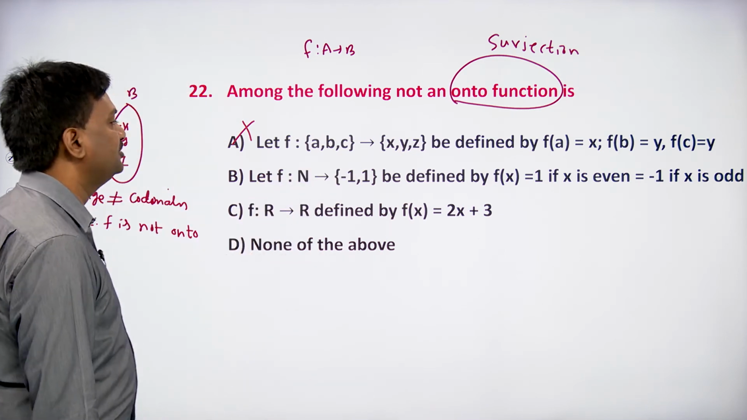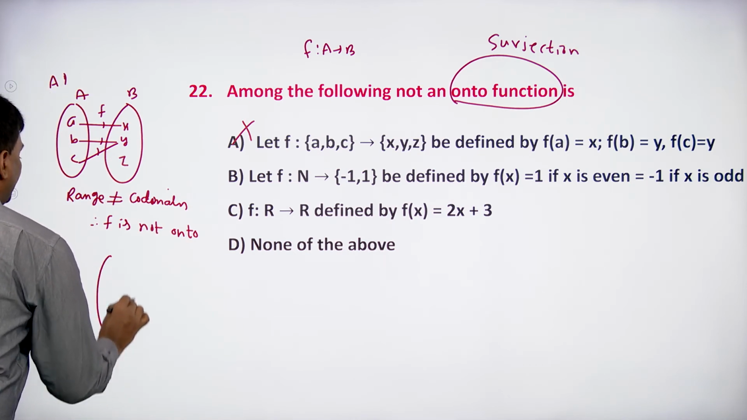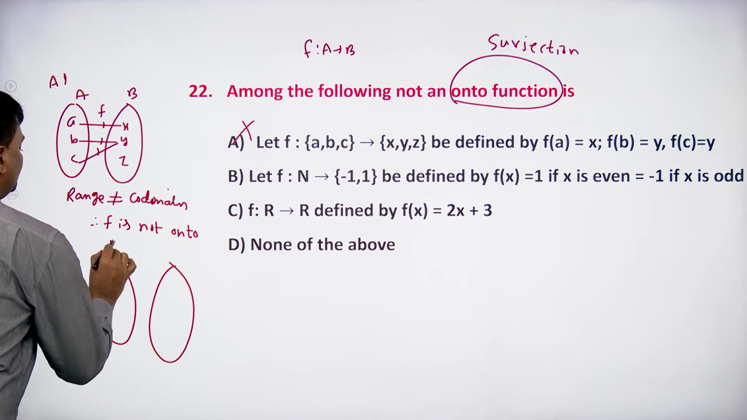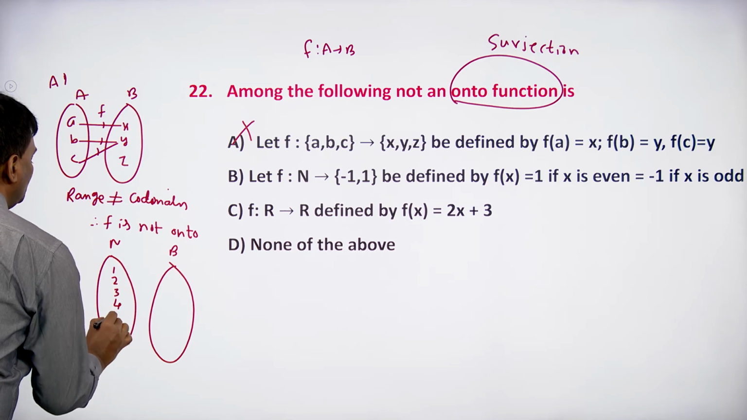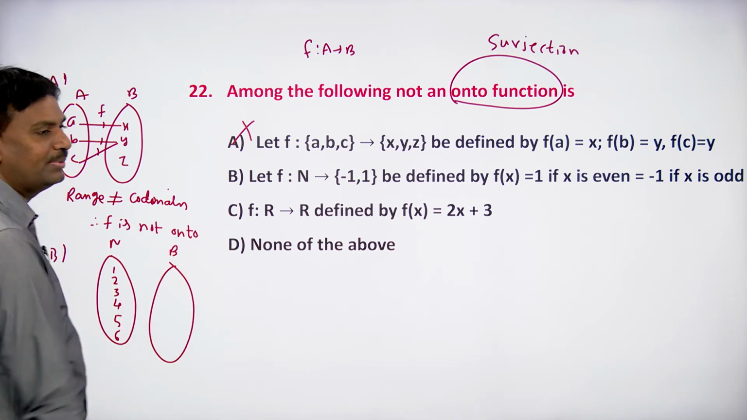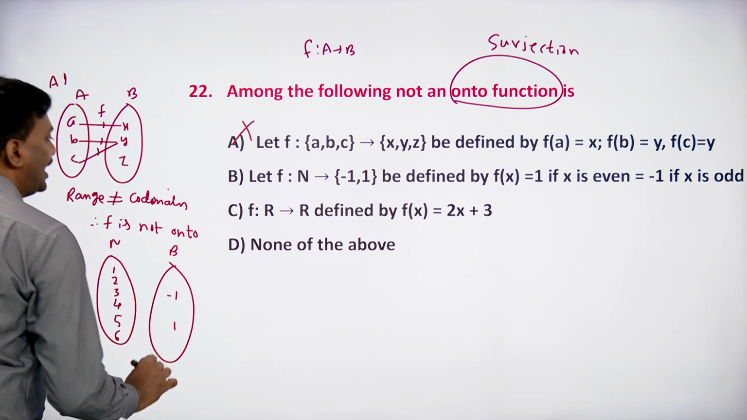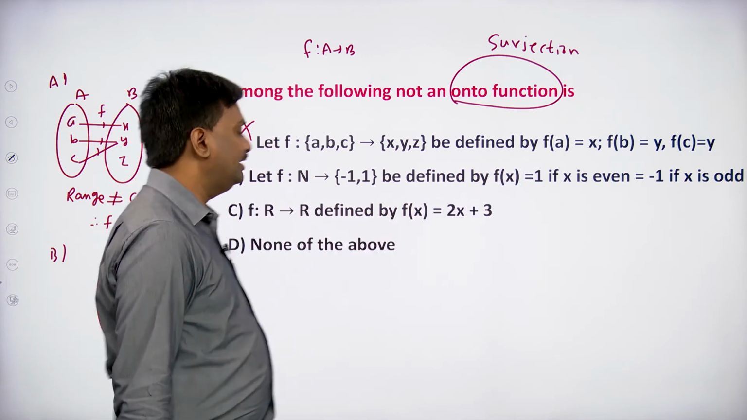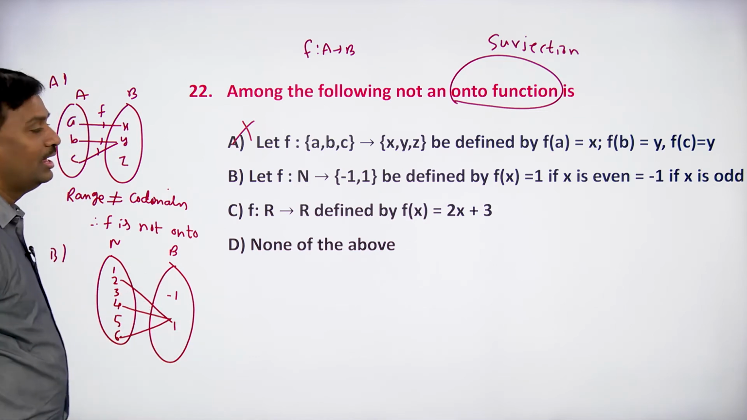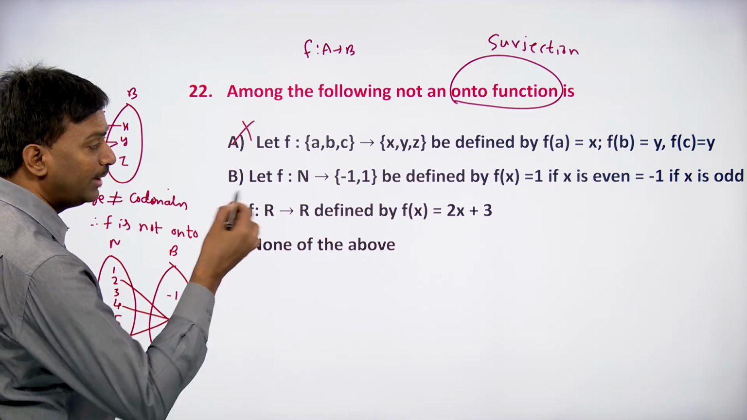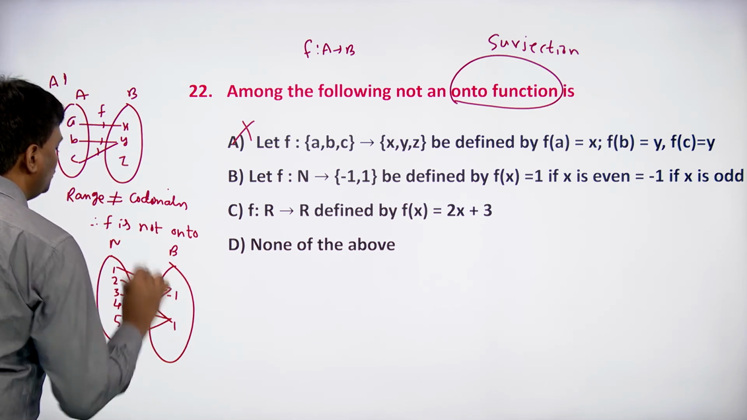So if we take, let f map N to {-1, 1}, if we take option B, here in N I am taking some elements. So this is N, and suppose that this is some B. Here I am taking the elements 1, 2, 3, 4, 5, 6. You may take any number of elements because the domain is N. The codomain contains only two elements, minus 1 and 1. f of x equals 1 if x is even. So 2 to 1, 4 to 1, 6 to 1, and f of x equals minus 1 if x is odd. So 1 to minus 1, 3 to minus 1 and 5 to minus 1.